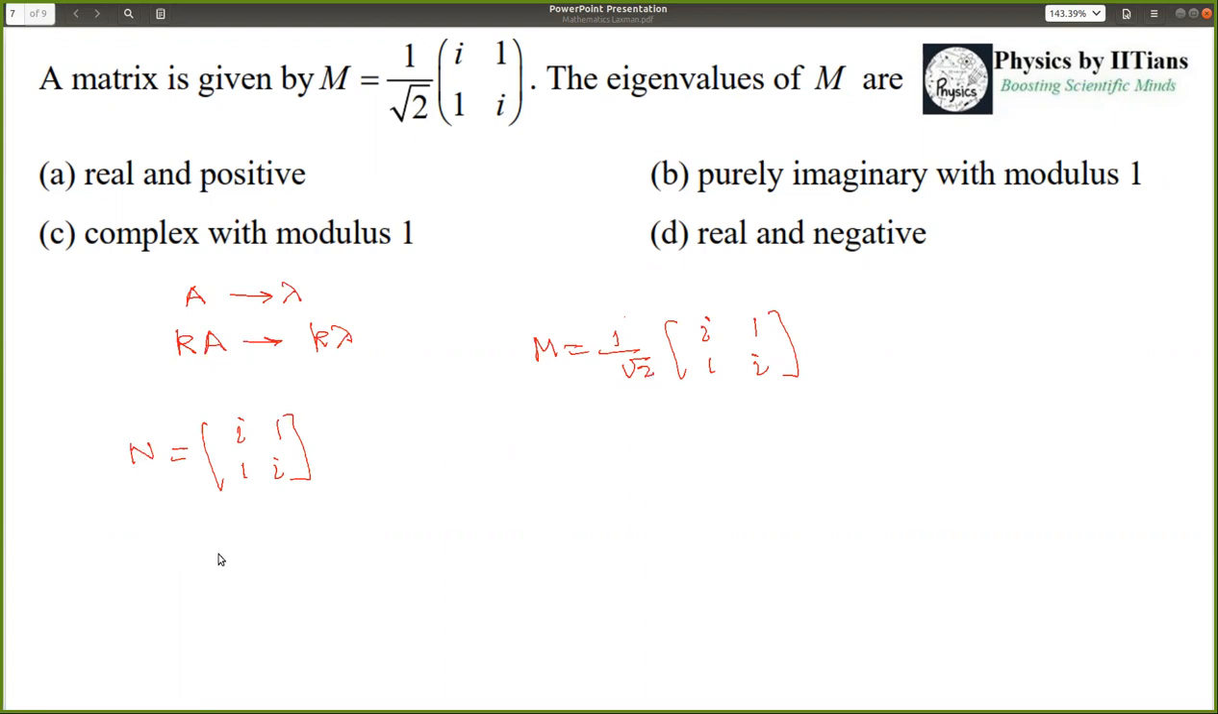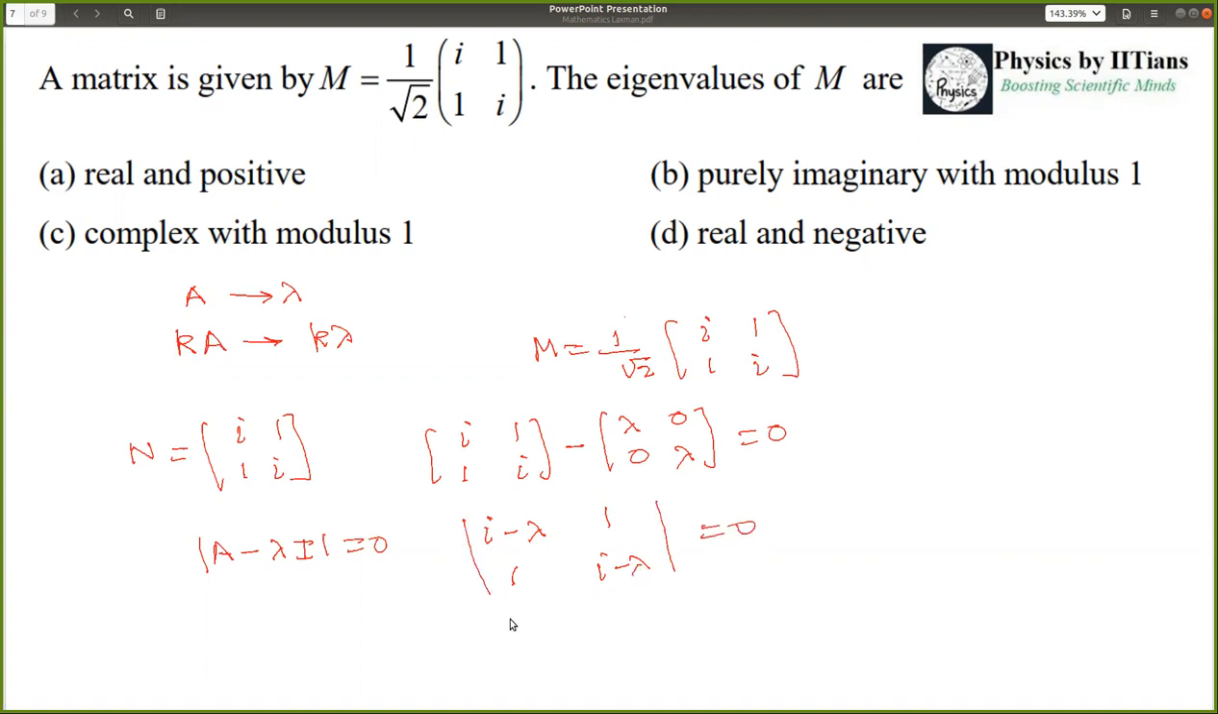How to find them? For the eigenvalues, we just find the characteristic equation: the determinant of A minus lambda I is equal to 0. In this case A is this, so we get the determinant of [[iota minus lambda, 1],[1, iota minus lambda]] equal to 0. From here you can find the equation (iota minus lambda) whole square minus 1 is equal to 0. And from here you can find the values of lambda.